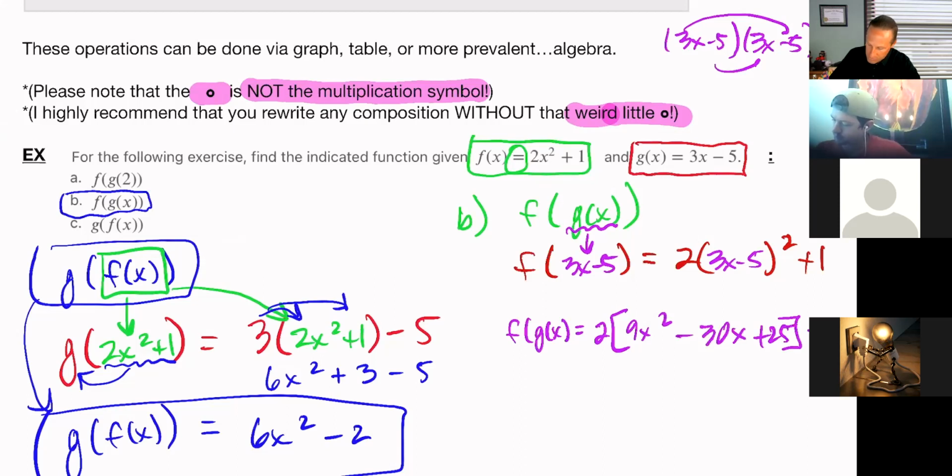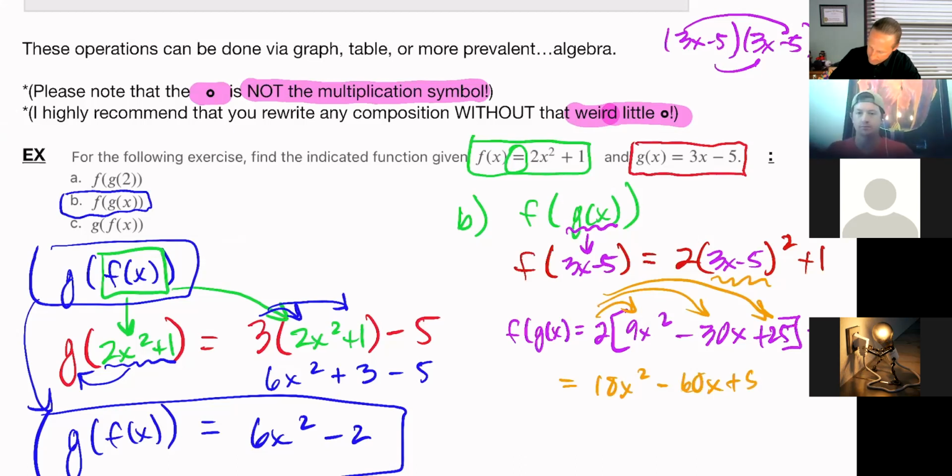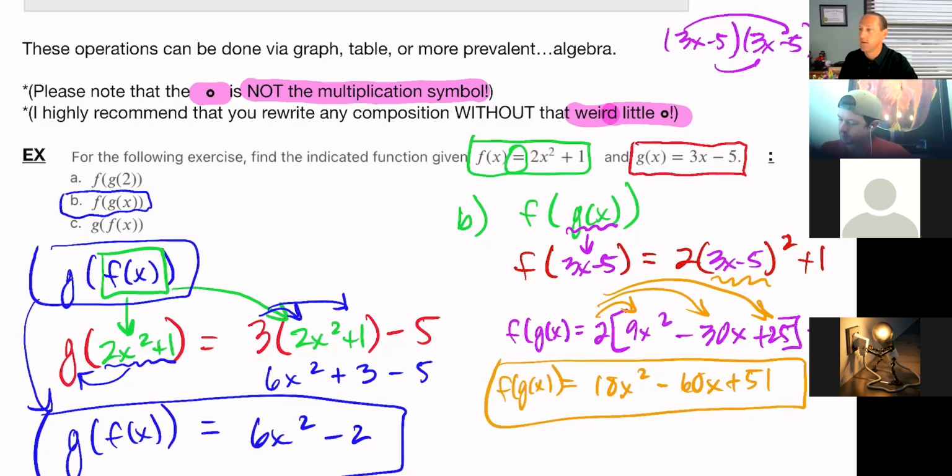Then I'll go ahead and distribute the 2, which is my multiplying, to all of that, which we expanded. So now I got 18x squared minus 60x plus 50 plus 1. If you guys are cool with it, I'm just going to do that now. And that, my friends, is what f of g of x would be.